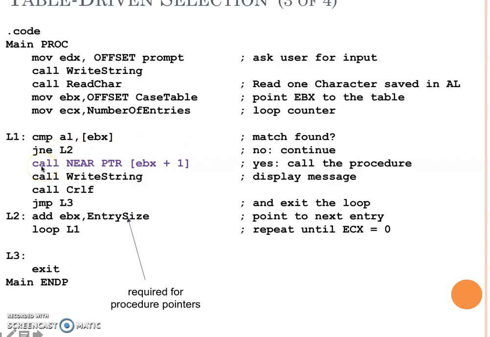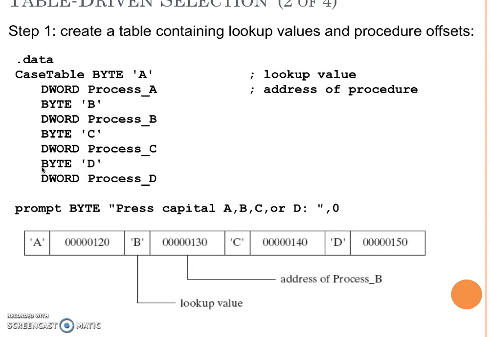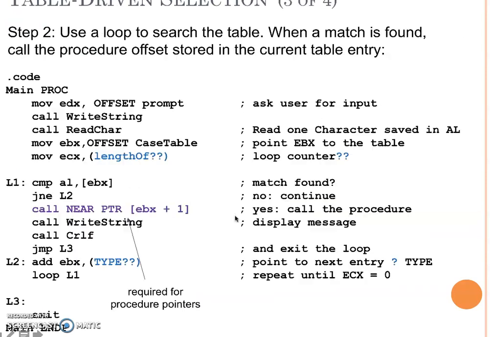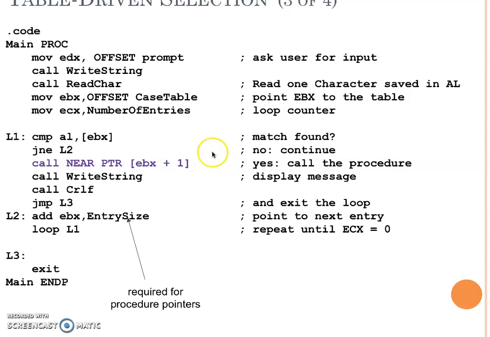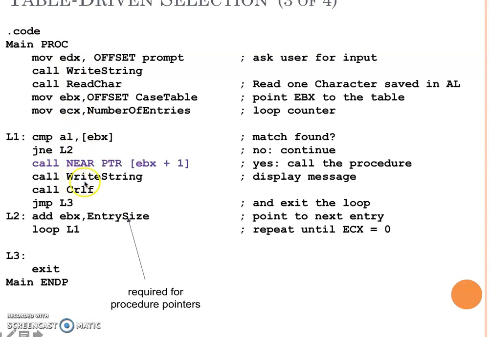After you call the procedure, because for our output we just want, after the user enters A, B, C, or D, to print process A or process B. So for example, if the user enters A, when I call the procedure, I just come to procedure A. Then I just move the message I want to display into EDX. After that, I still call the write string to display.